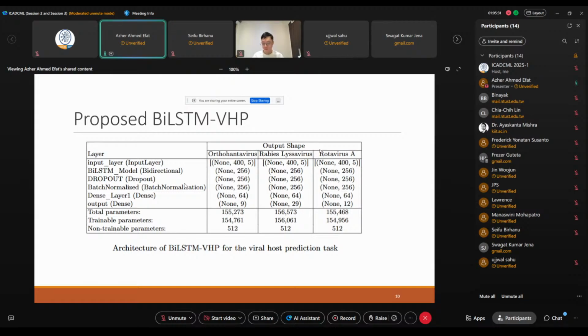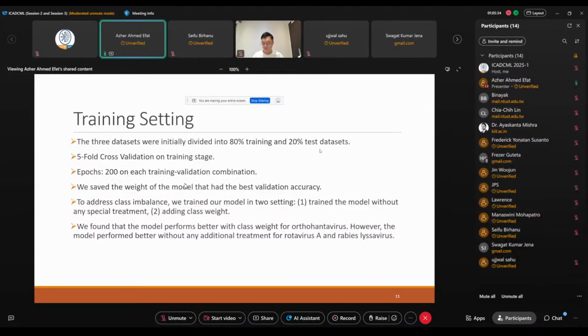Once we have our model, we trained it on each of the three datasets. For that, each of the three datasets was initially divided into 80% training and 20% test dataset. After that, we implemented 5-fold cross validation on the training dataset, and for each training validation combination, we trained the model for 200 epochs. From these 200 epochs, we save the model weights that had the best validation accuracy, and we use that to evaluate our model.